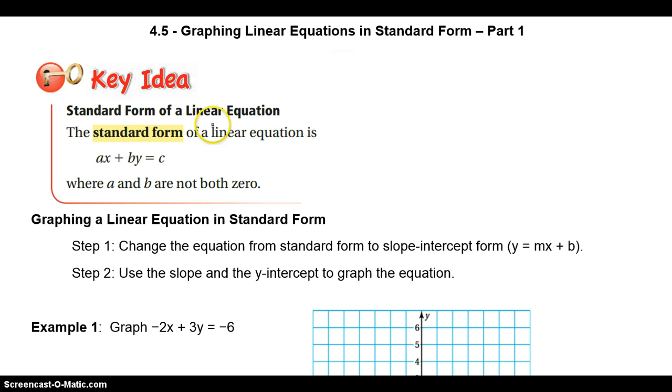Okay, so the key idea is the standard form of a linear equation. Standard form is ax plus by equals c, where a and b are not zero. It's just a different way to write a linear equation. So when you go to graph it, if they are in standard form, step one is to change the equation from standard form to slope-intercept form. Slope-intercept form makes it easy to graph because you can easily identify the slope and the intercept. Step two, once you have it in slope-intercept form, then you get to graph it. So we're really just adding step one to what we already did yesterday.